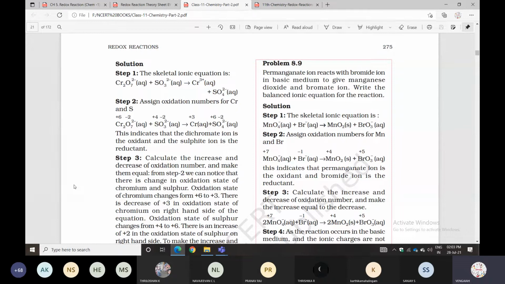So assign the oxidation numbers of Mn and Br. Mn goes from plus 7 to plus 4. Bromine goes from minus 1 to plus 5. So this indicates that permanganate ion is the oxidant and bromide ion is the reductant. Here gain of electrons will be there.